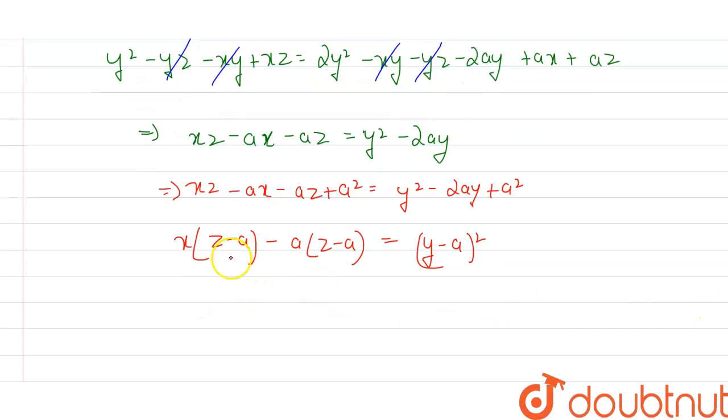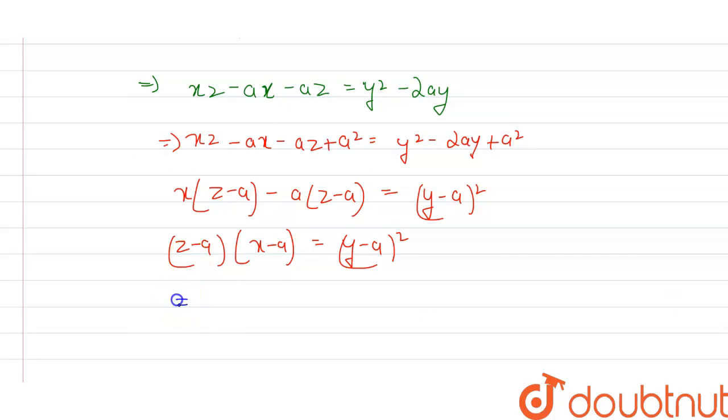From this I can do one thing. If I take common here z minus a, this will become z minus a, here I have x minus a, equals y minus a whole square. Also I can write this as y minus a whole square equals x minus a with the product of z minus a.